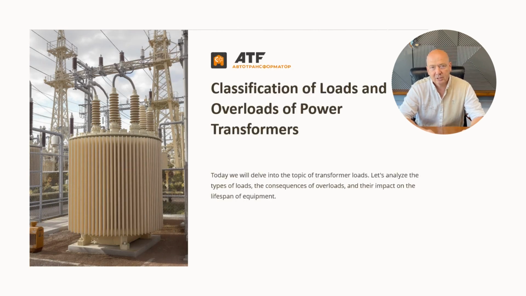Last time, we discussed thermal conditions in transformers and why they are critical for reliable equipment performance. Even a slight temperature increase can drastically shorten the life of the insulation. Today, we'll go deeper into the topic of loads. We'll define the different types, look at what happens during overloads, and how they affect a transformer's service life.